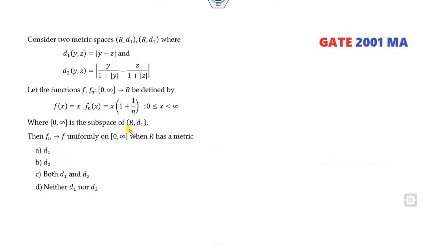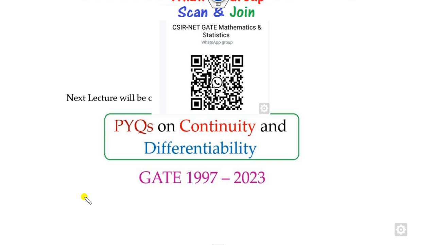This question I already explained to you earlier, so D2 is simply the right answer of this problem. So this is the way you can solve uniform convergence easily.